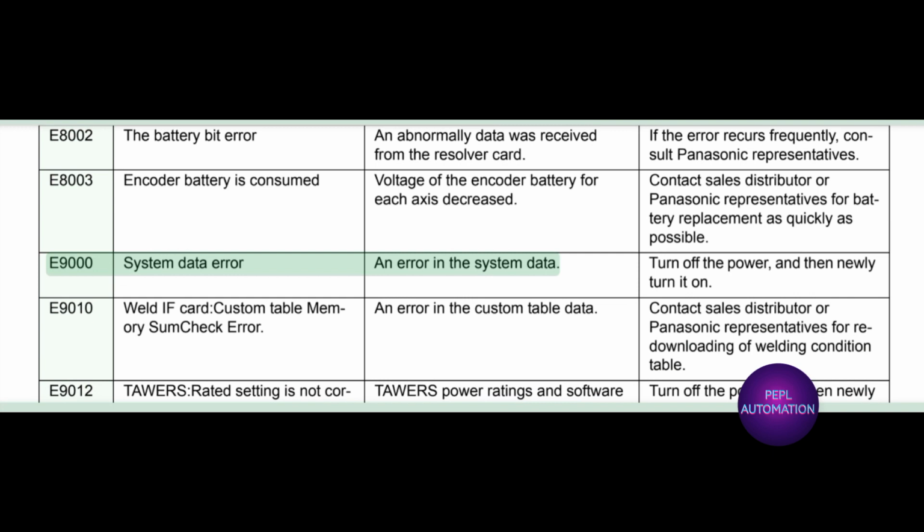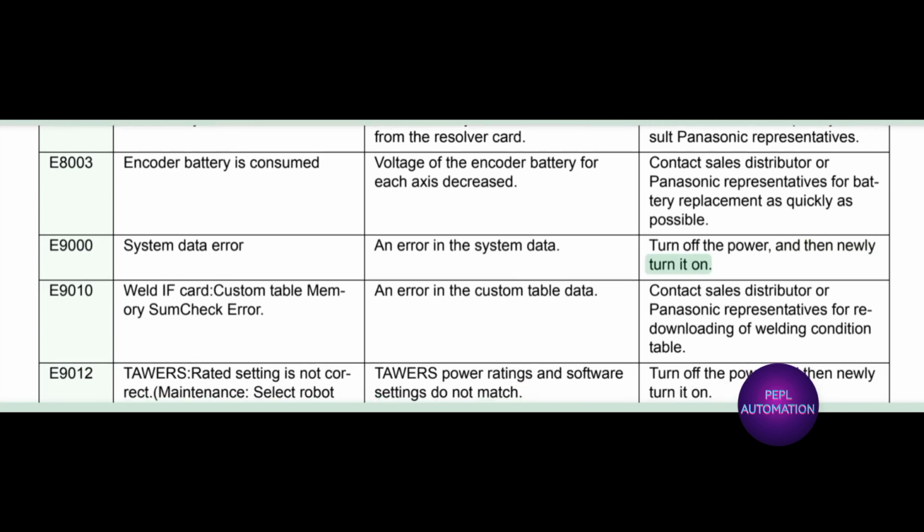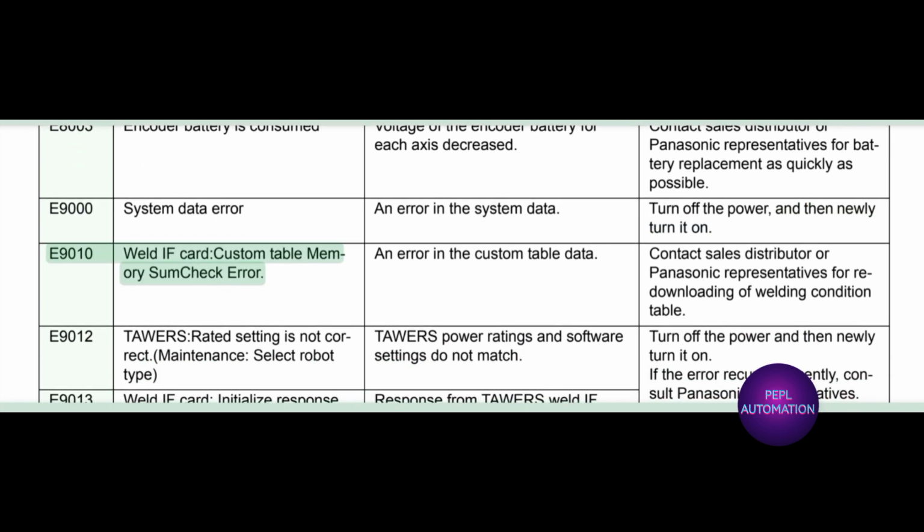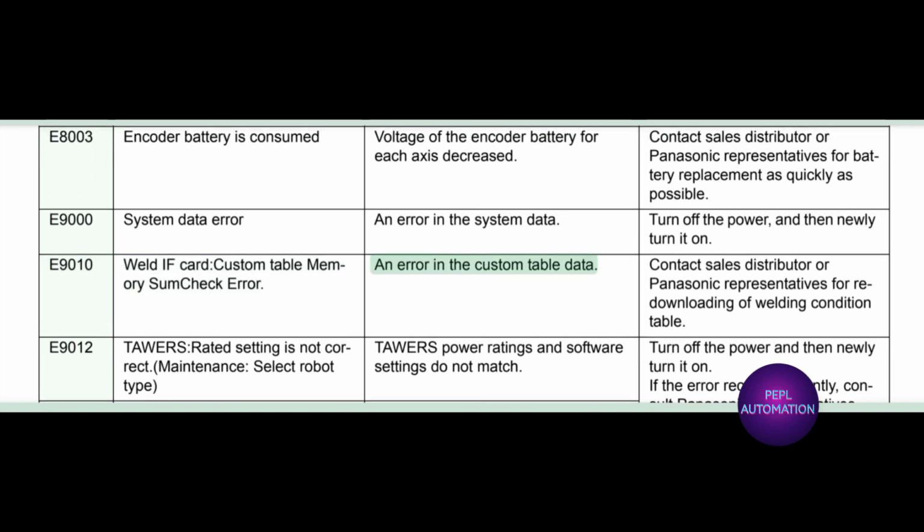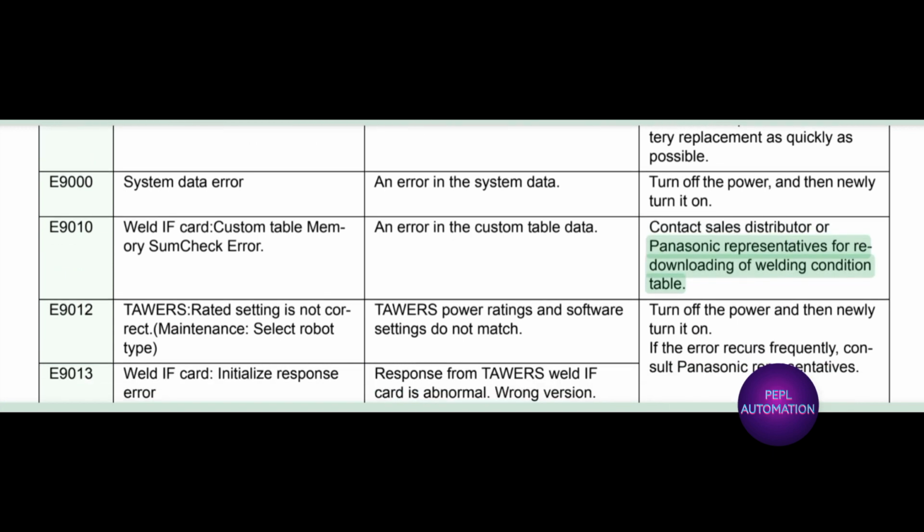E9000, system data error. An error in the system data. Turn off the power, and then newly turn it on. E9010, welding card, custom table memory sum check error. An error in the custom table data. Contact sales distributor or Panasonic representatives for redownloading of welding condition table.